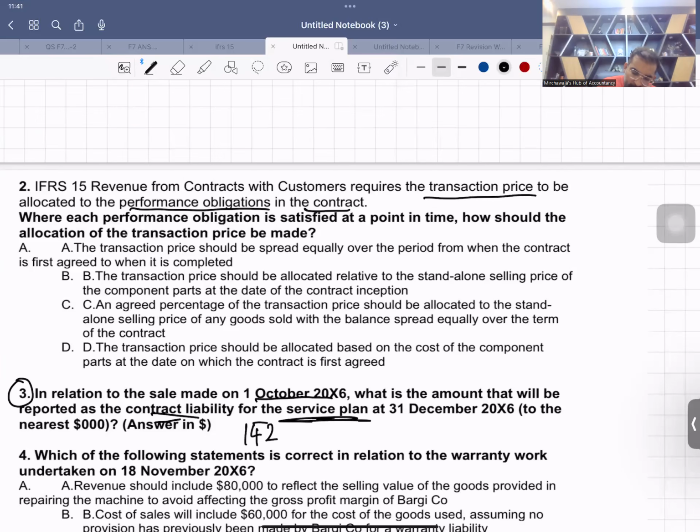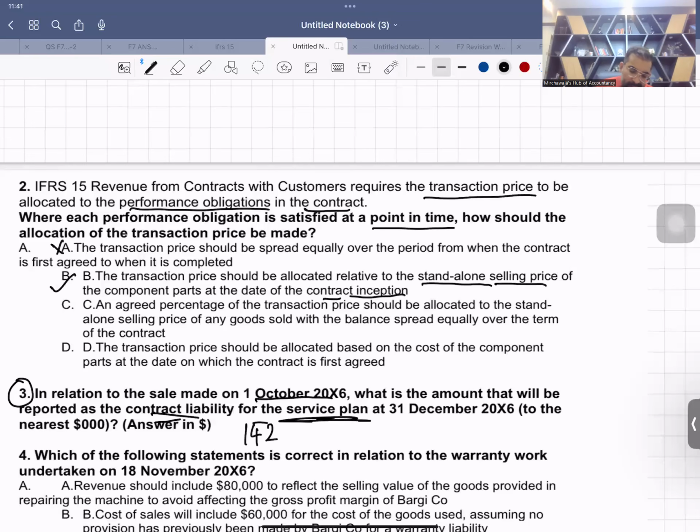Where each of the performance obligations is satisfied at a point in time, how should the allocation of the transaction price be made? The transaction price should be spread equally? No, never equal. It all depends upon the weightage of the standalone price. The transaction price should be allocated relative to the standalone selling price of the component parts at the date of contract inception. Yes, this is the answer.